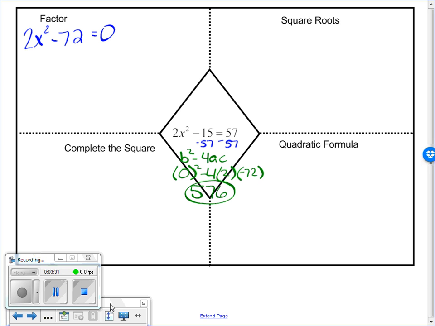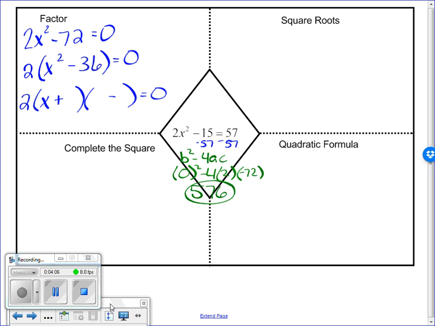GCF. What's your GCF? 2. All right, so let's take out a 2. What do we have left when we take out a 2? Good. Equals 0. So take out your 2. And now I only have 2 terms. What's the only way I can factor something with 2 terms? Good. The plus and minus, and you're just going to take the square roots. Are they both perfect squares? Yeah. So set up my parentheses. 1 plus, 1 minus, square root of x squared, square root of 36. So what factors? x plus 6, x minus 6.